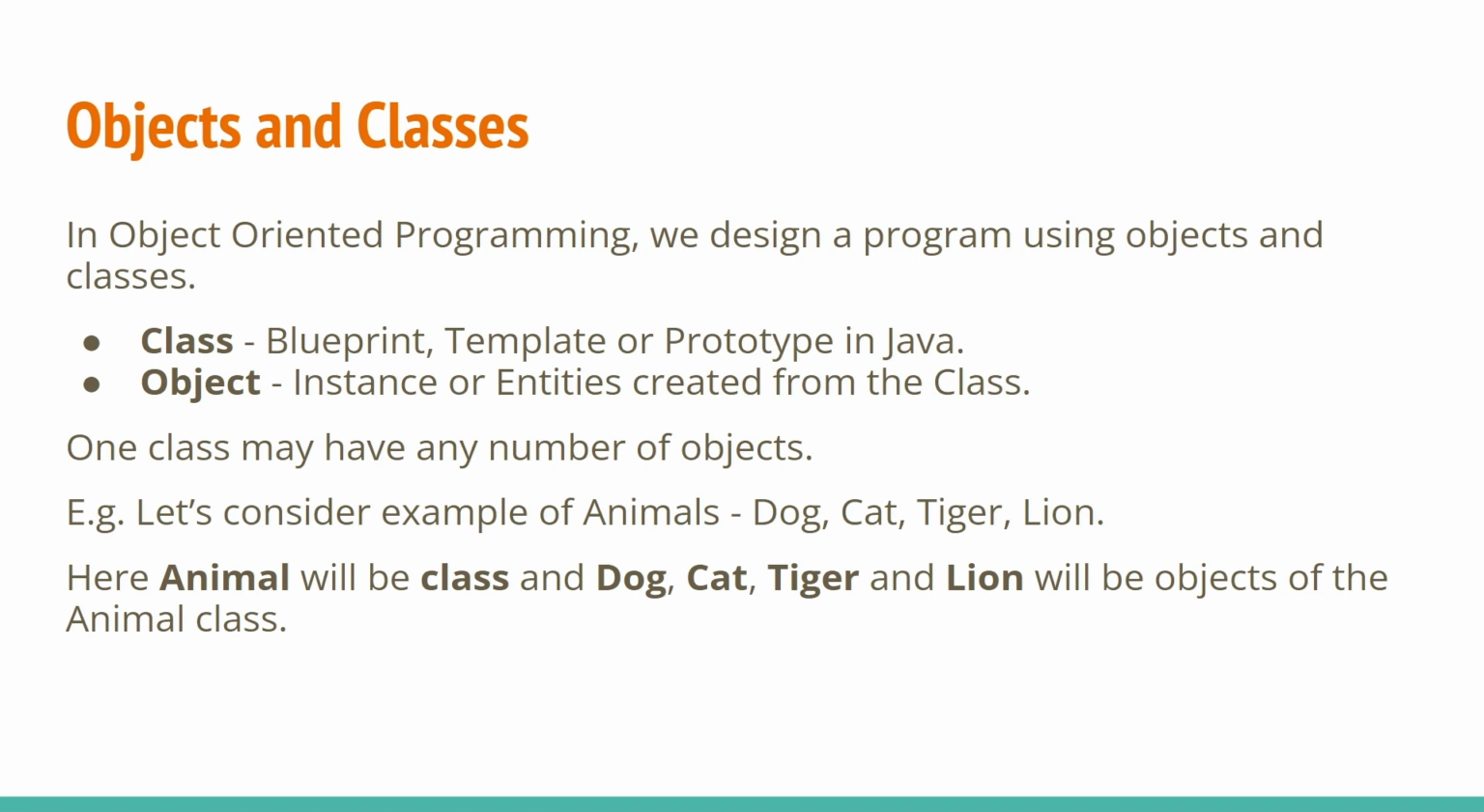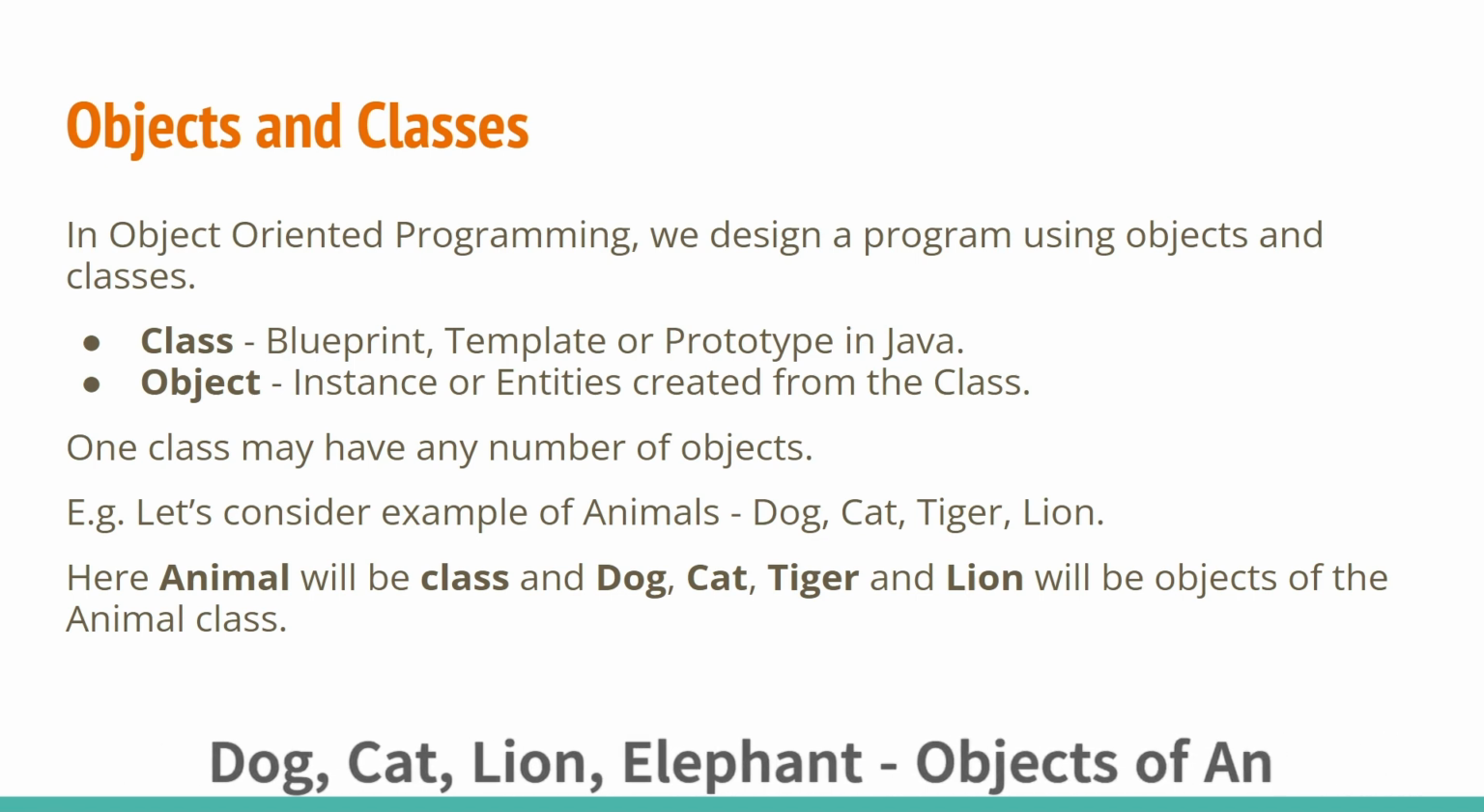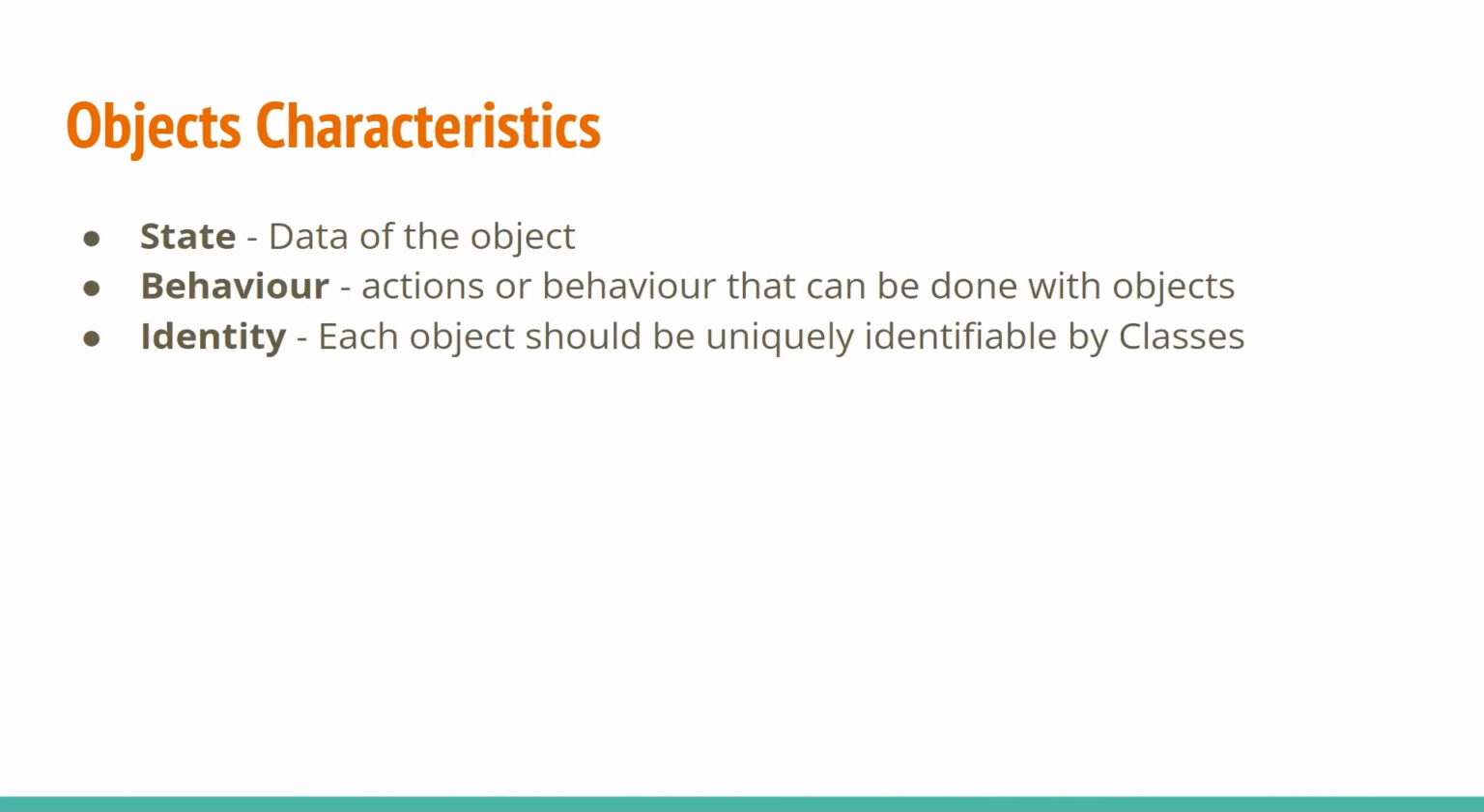Let's consider the example of animals. Animals like dog, cat, tiger all fall in the category of animals. So here, animal will be the class, and dog, cat, tiger, lion will be the objects of the animal class. Objects have three characteristics: state, which is the data of the object, then behavior, which are the actions that can be done with the objects, and identity. Each object should be uniquely identifiable by the classes.